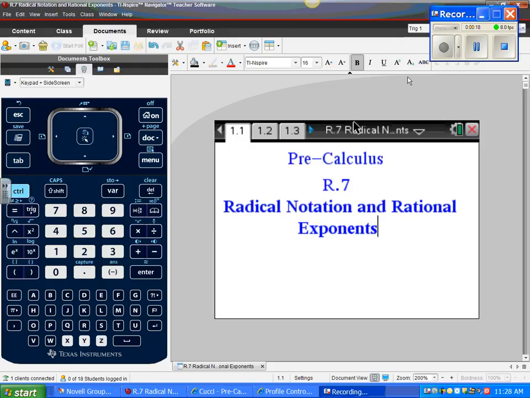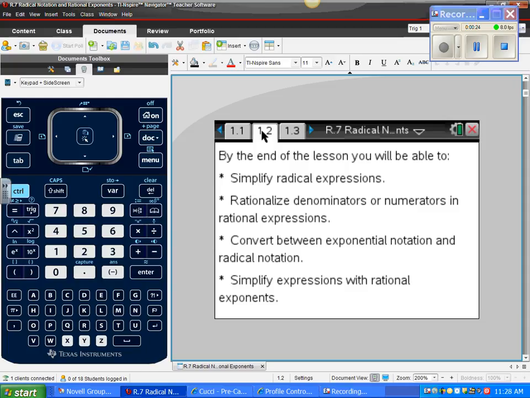Okay, so by the end of this lesson, you will be able to simplify radical expressions, rationalize denominators or numerators in rational expressions, convert between exponential notation and radical notation, and simplify expressions with rational exponents. So that's the goal. This is all review. You have done all of this last year.